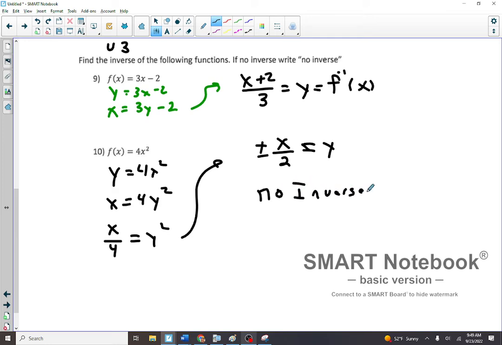Wait, what happened to the square root of x? It should be a square root of x, you're right. Well, it doesn't matter, it's plus or minus. As soon as you notice the plus or minus, or you could probably notice because it was a parabola, it was going to be no inverse, or what we call an even function.